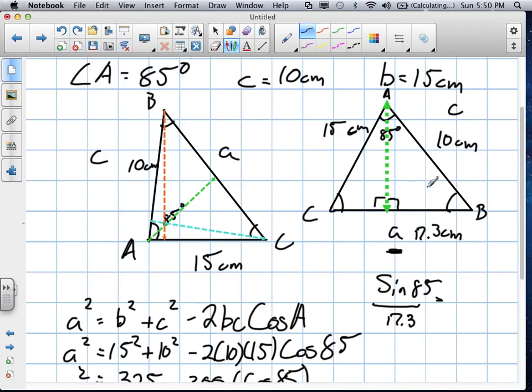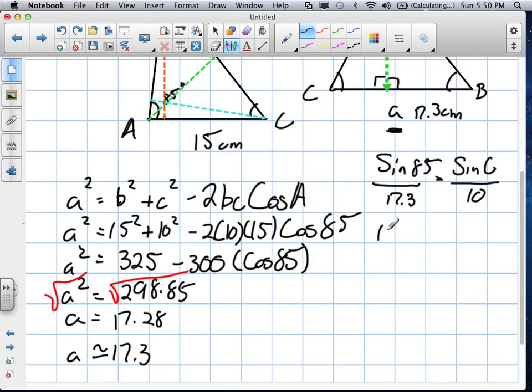So I'm going to set up the one with 10. 10 tends to be a number that's easy to work with. So sine C, we're going to look for angle C by 10. The 10 is going to come over, so it'll be 10 times sine 85 divided by 17.3 equals sine C. So let's try to work that all at one shot. Sine 85 times 10 divided by 17.3.